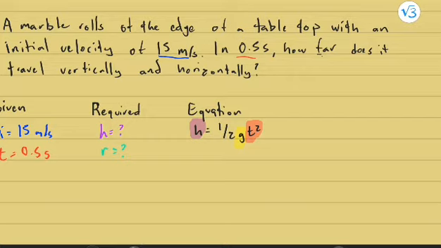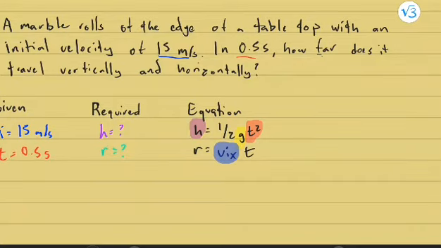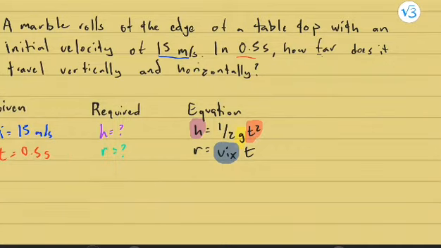Okay, how about for the range? Range is equal to, anong pwede natin gamitin? Vix times time. Yan yung pwede natin gamitin para ma-solve yung range. Bakit yan? Of course, dahil meron na tayong Vi, which is given na dyan. And then, meron din tayong time, which is also given. Kaya, ang suggestion natin, always use the equation which has all the given already cited. Or gamitin natin yung mga already present na given.